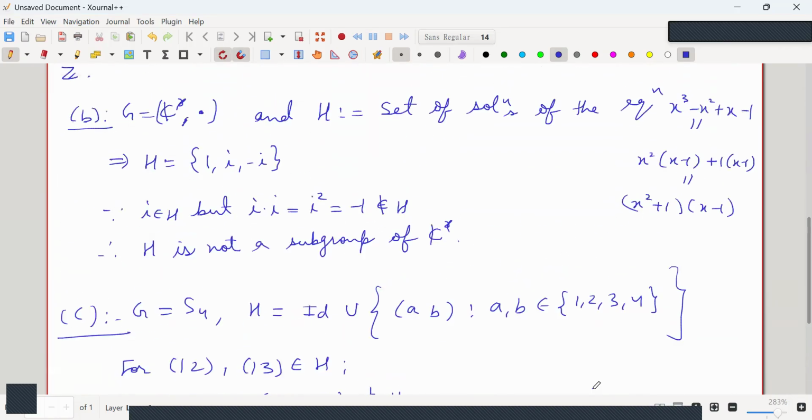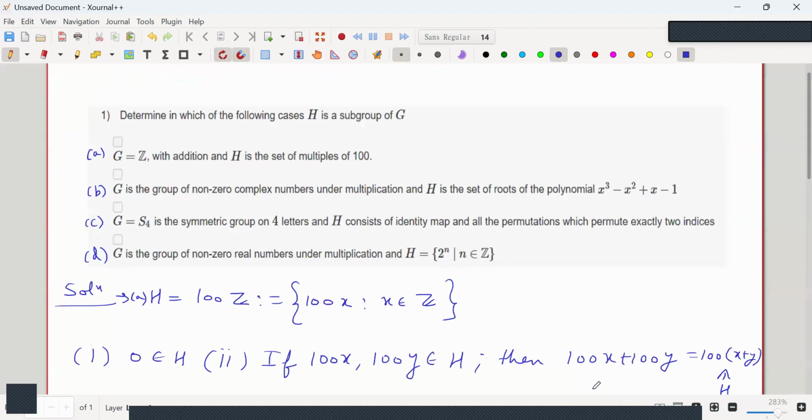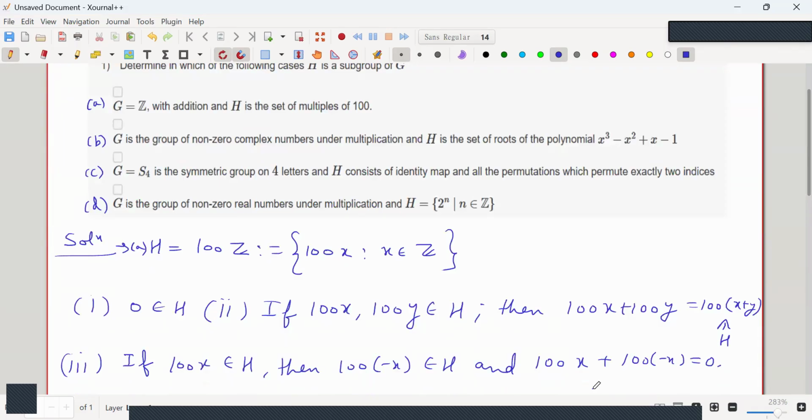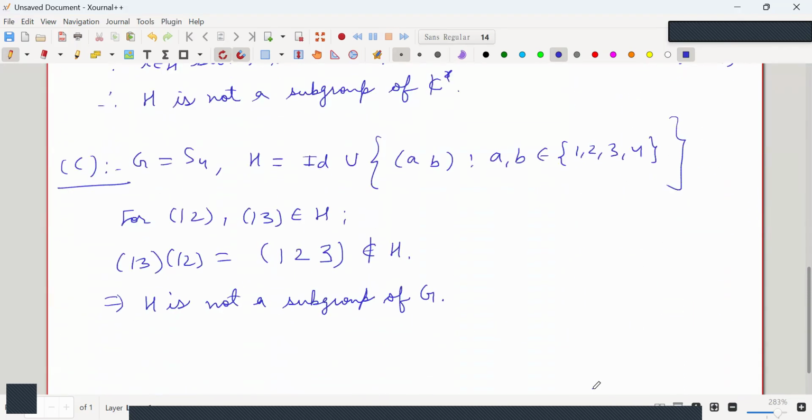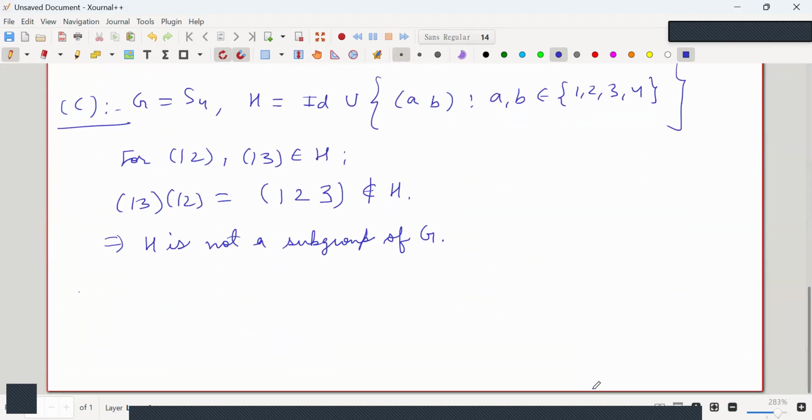Okay. Now, what about the last one? G is the group of non-zero real numbers under multiplication, and H is the set of all integer powers of 2. So G is R star and H is 2 raised to n, where n is inside the set of integers. So is it a subgroup? Yes, sir.